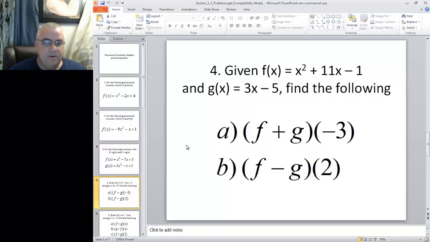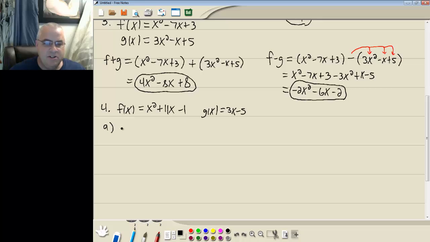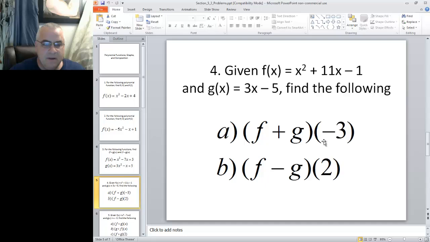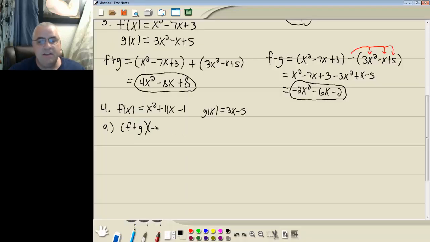And the first thing we want to find in part A is f plus g of negative 3. What this says is first find f plus g and then plug negative 3 in for the x. So let's do that first. Let's find f plus g.